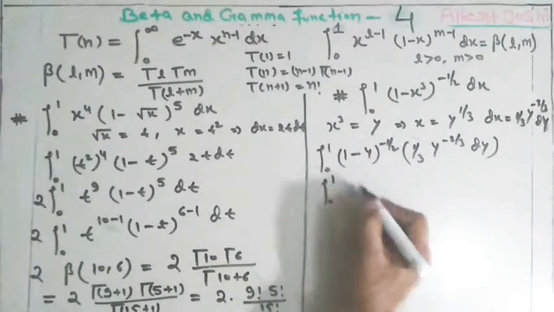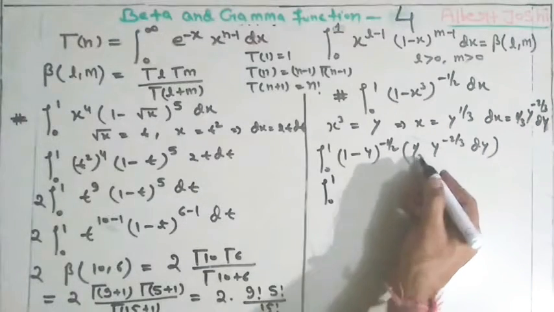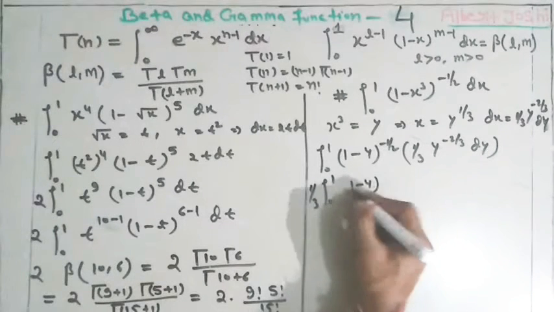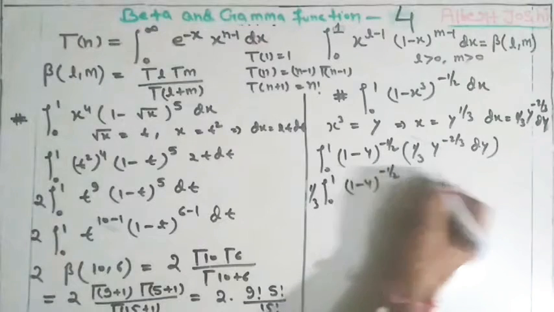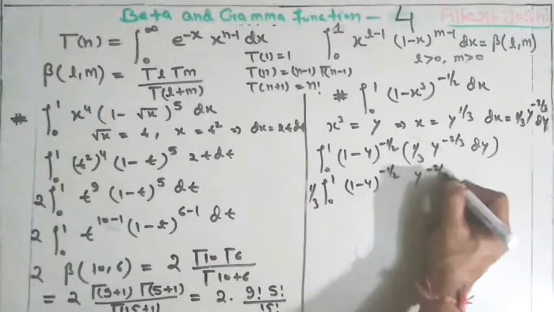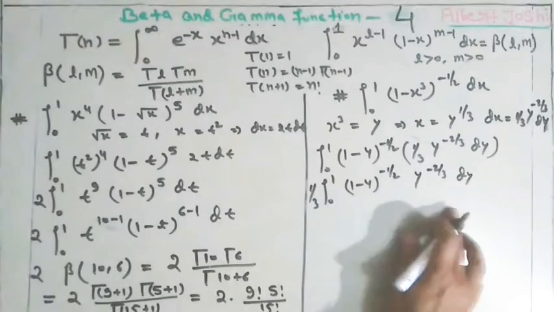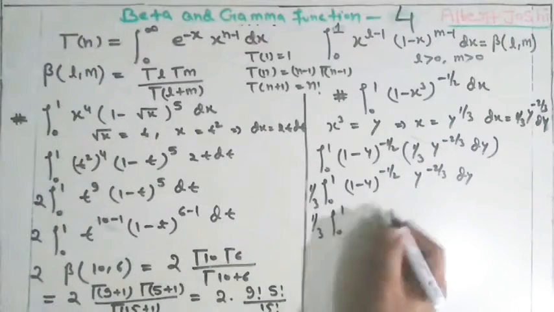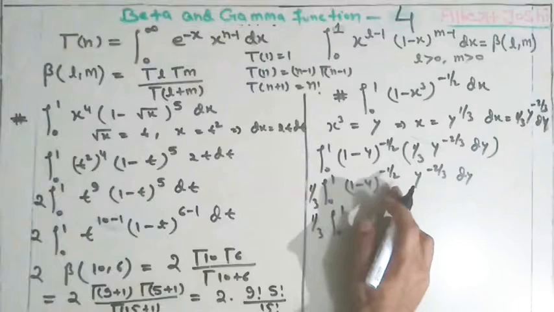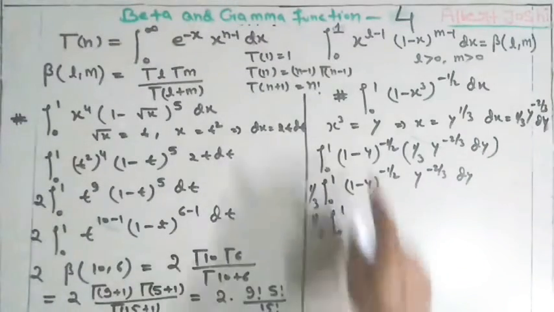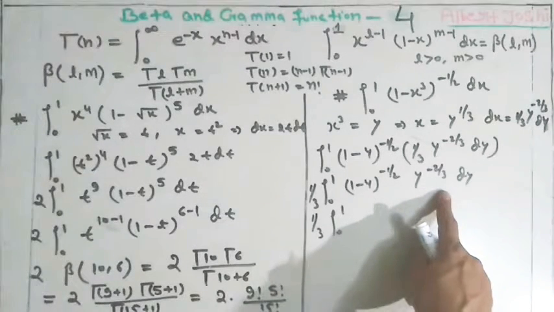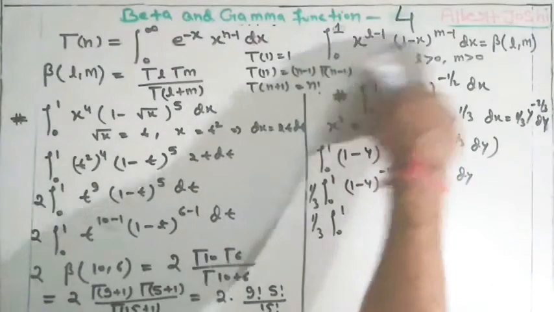So this is 0 to 1. Then the constant will become outside, and you have (1 - y)^(-1/2) and y^(-2/3) dy. If you write it in a good manner, you will get (1/3) times the integral from 0 to 1. You have to write it in this manner.